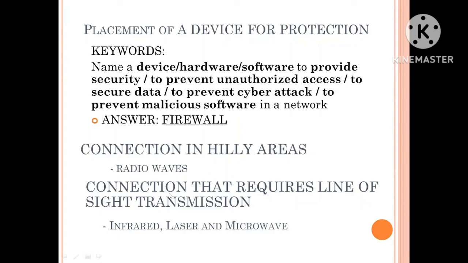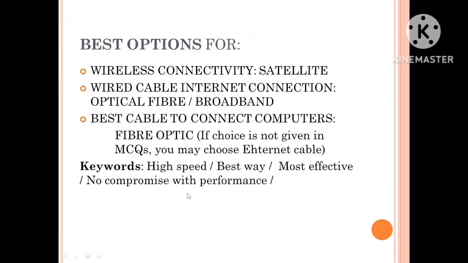Okay, in case you are asked which line of transmission requires line of sight, which connection needs a line of sight transmission, then you have to write infrared waves or laser or microwave transmission. These are the transmissions which require line of sight. What is line of sight? When the signals pass, there should not be a block anywhere. If there is a block, the signals will not be transferred. That is called line of sight transmission. It should be straight. Okay.